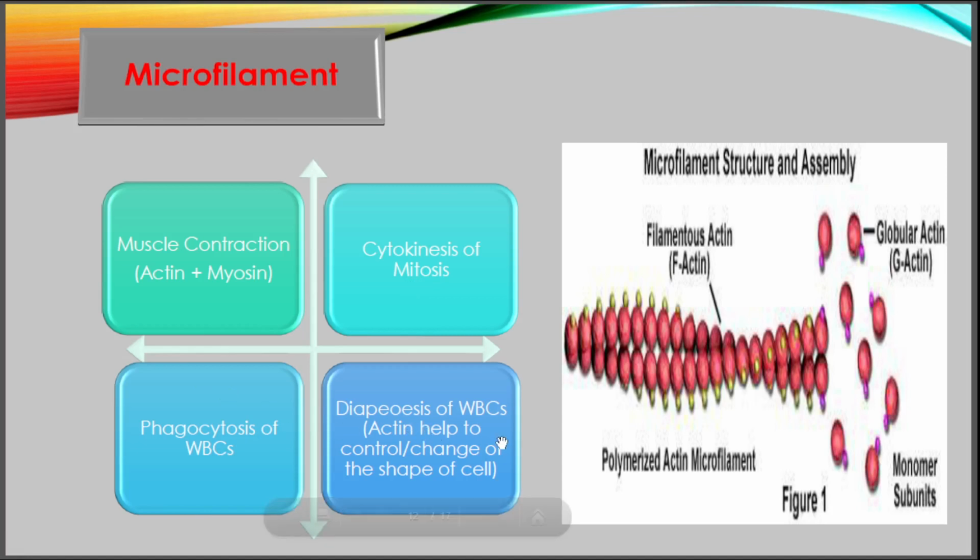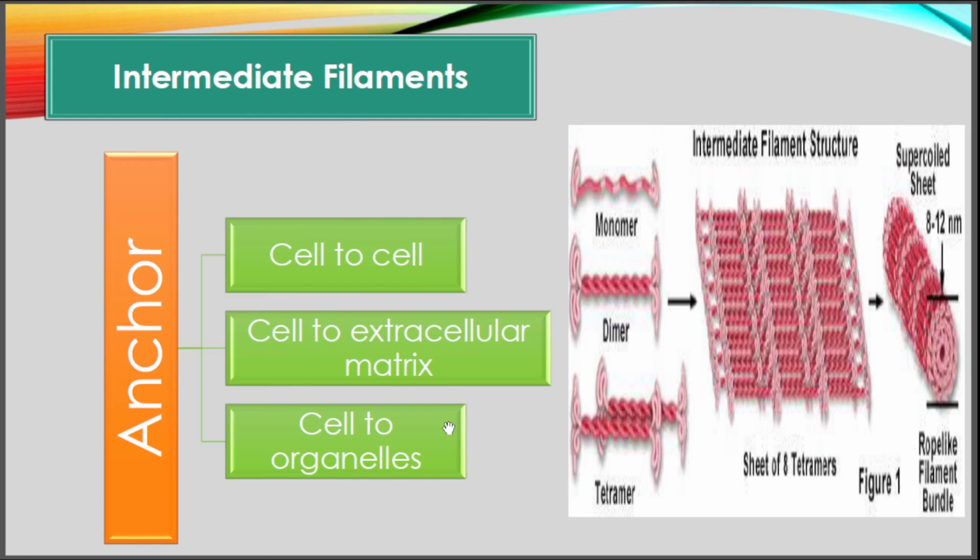That is, it controls the shape of the WBC cells. Next one we have is the intermediate filament. These are the most stable filaments of the cytoskeleton among all three, that is microtubules, microfilaments, and the intermediate filament.